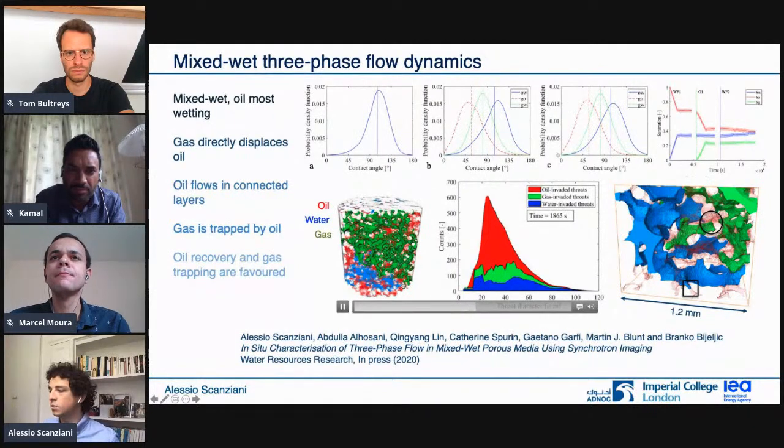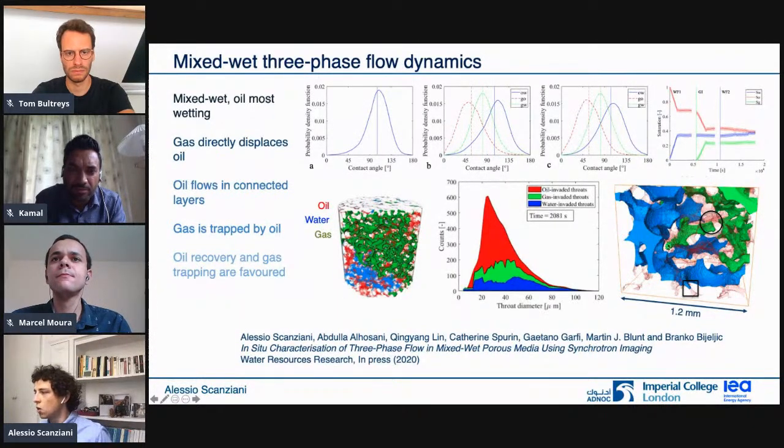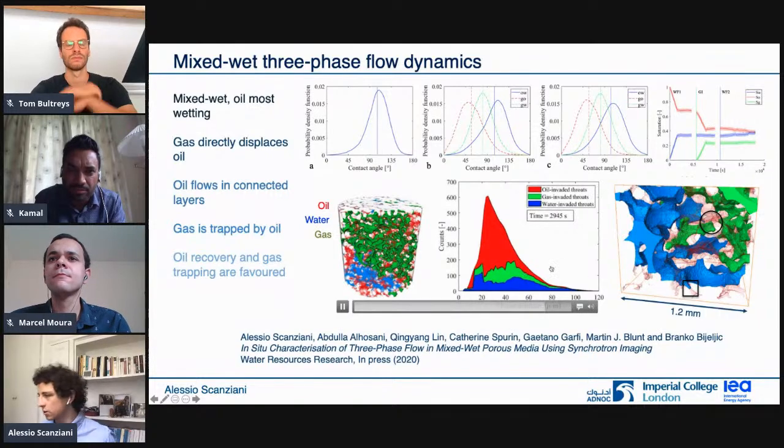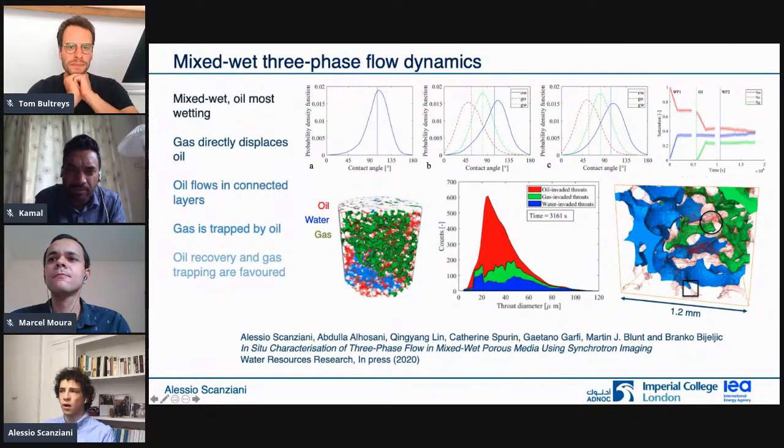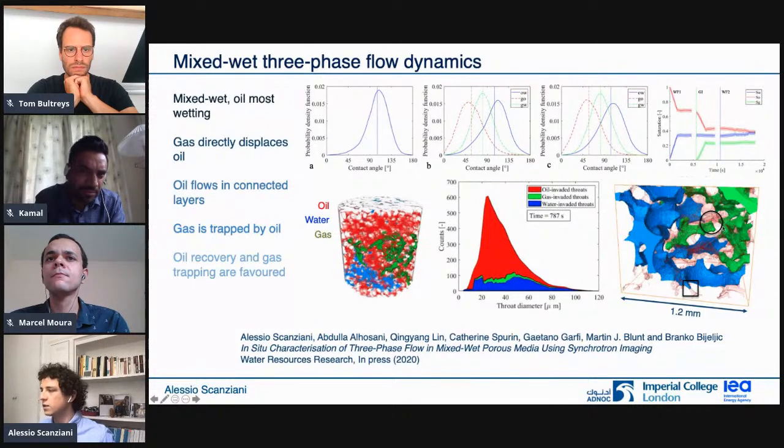Again, with subsequent water injection, we saw that the gas was still trapped in the pore space. In fact, when we inject water after the gas injection, the water displaces the oil, and the oil traps the gas in these small throats in the pore space. In this way, the gas in the end is trapped and it's not produced, which is promising for carbon capture purposes.